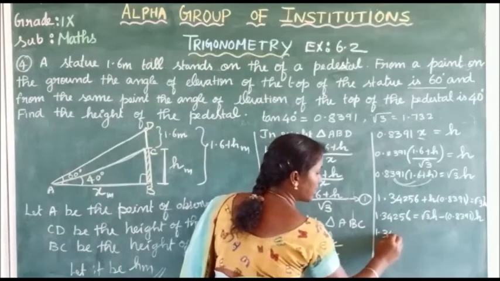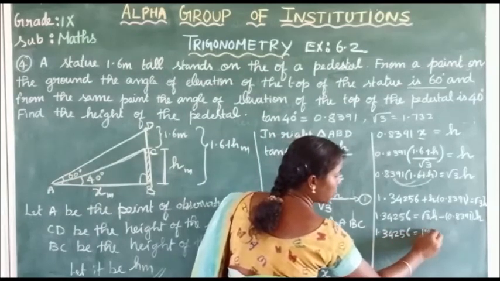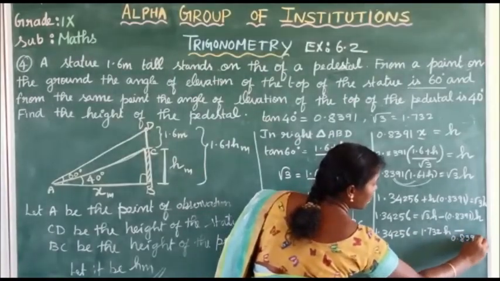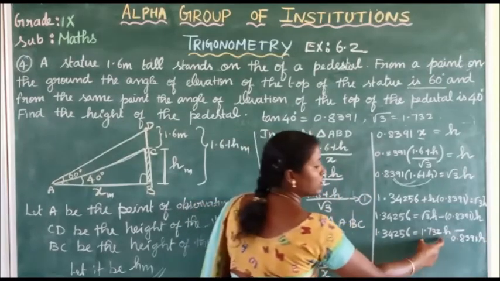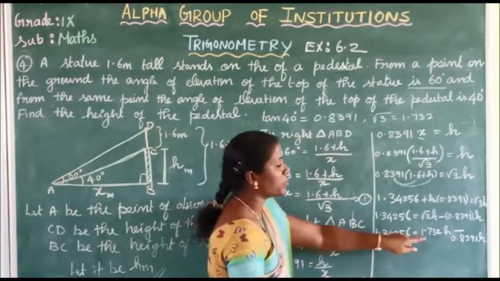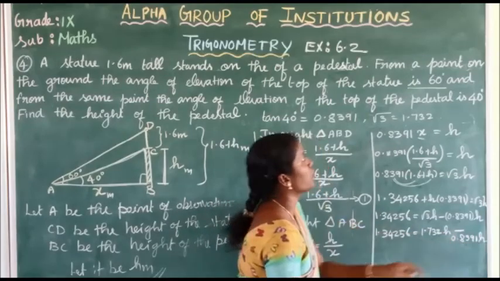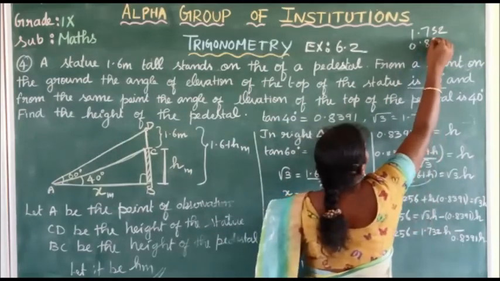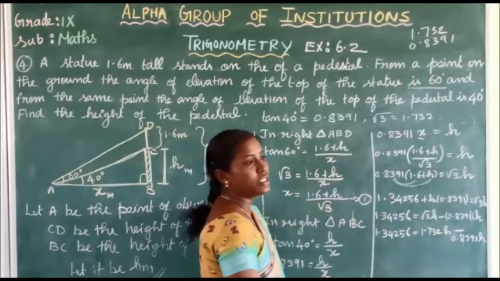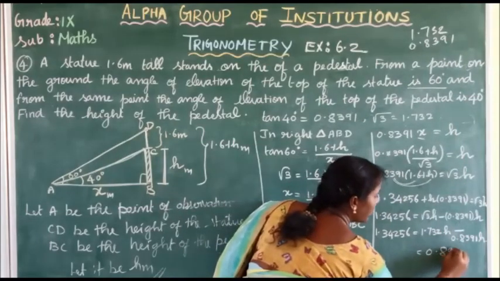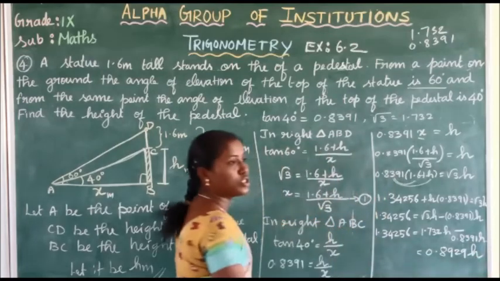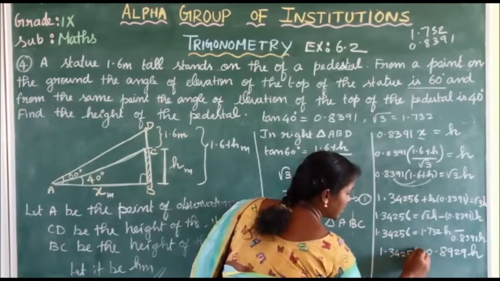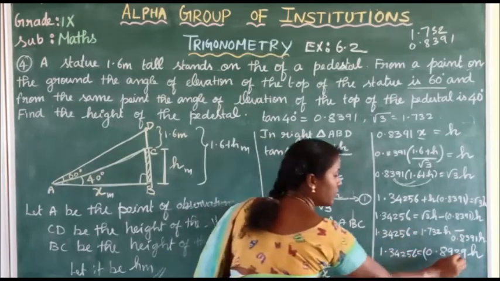So we got 1.34256 is equal to 1.732 into h minus 0.8391 into h. Isn't it? So subtract the coefficients: 1.732 minus 0.8391. If we subtract, the value is 0.8929. So into h, 1.34256 is equal to 0.8929 into h.